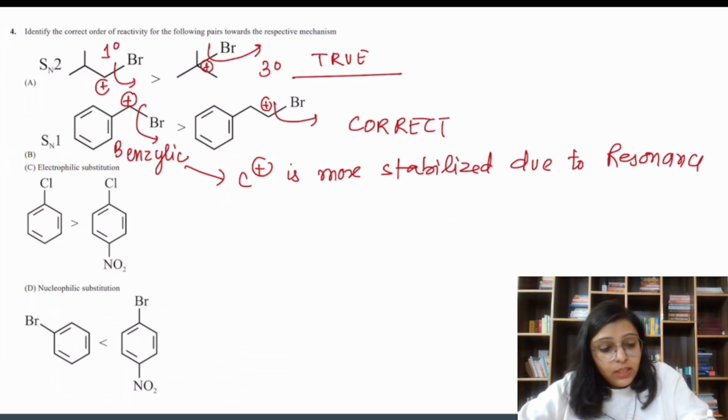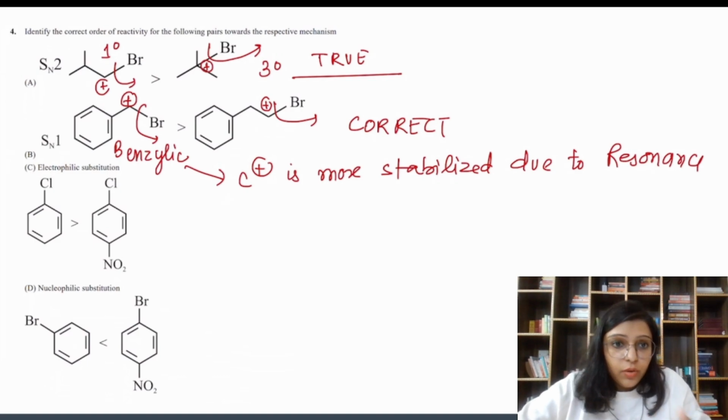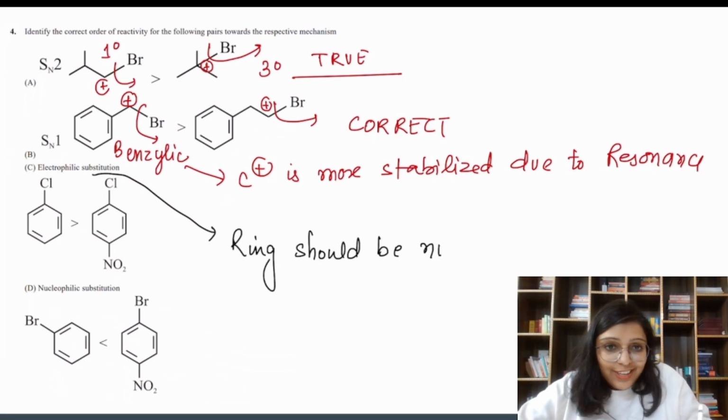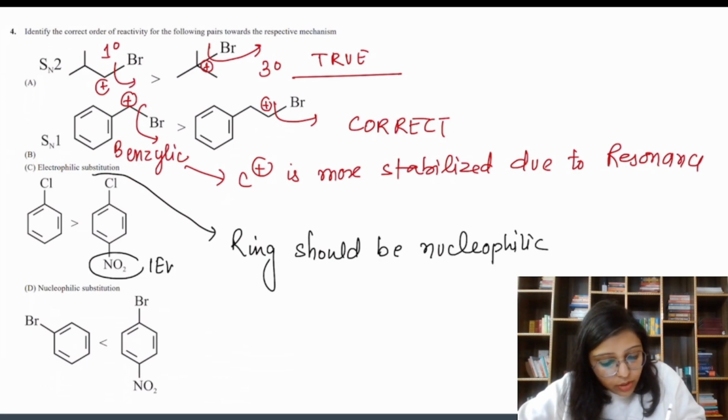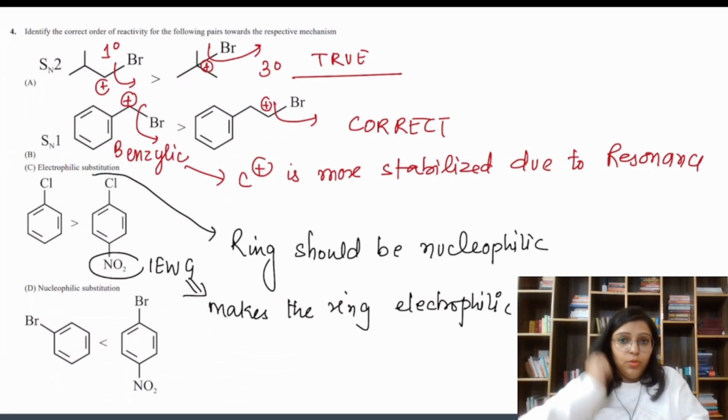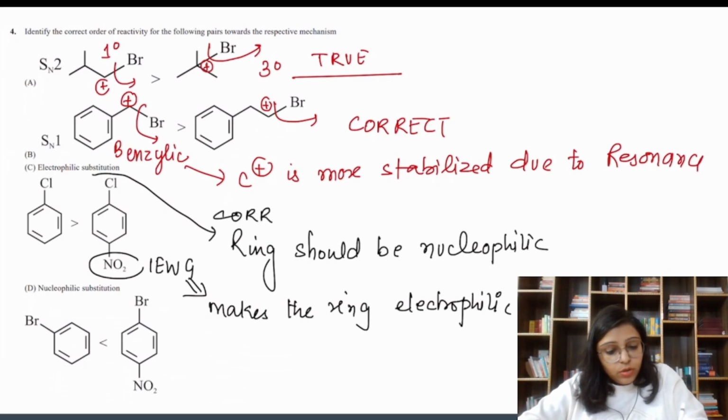Now let's check for C1. Electrophilic substitution. For electrophilic substitution, the ring should be nucleophilic. Here we have one electron withdrawing group which makes the ring electrophilic. So electrophilic substitution is slower. So it means the third one is also correct.